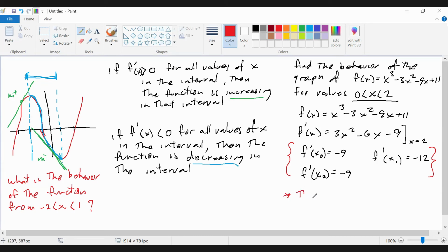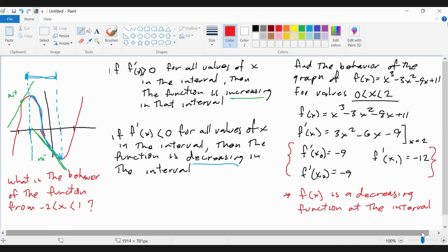So we can now say that f of x is a decreasing function at the interval. Okay, so that's the conclusion that you can get. That means from x equals 0 until x equals 2, we have a decreasing function, meaning the graph might be going down from 0 to 2. But this is not actually the shape of the graph. It is just my guess.